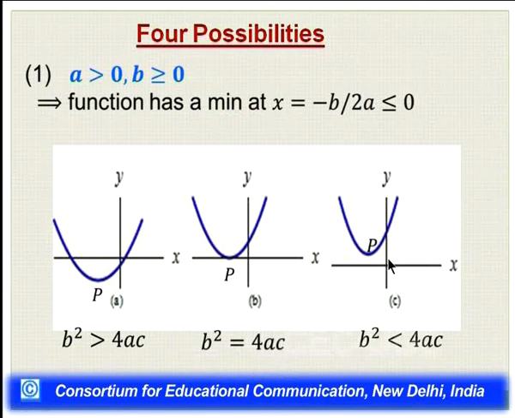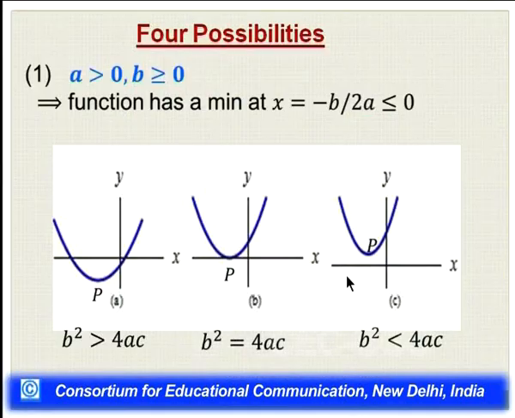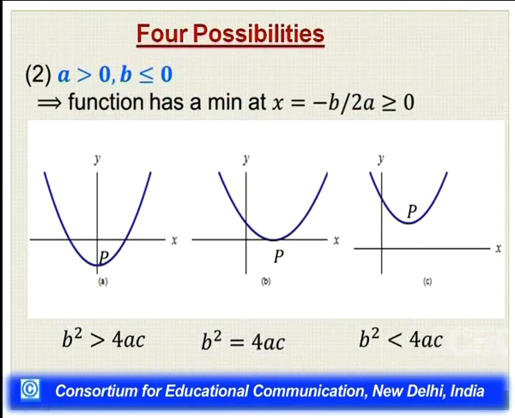In this case, that is what I've shown in all three graphs in this panel. The minimum is occurring on the negative side of the x-axis. So you can see the point p is to the left of the origin. Depending on whether b square is greater than, equal to, or less than 4ac, we'll have 2 real roots, 1 real root, or no real roots, and in this sense you can try experimenting with different kinds of graphs. I'll leave this to you as an exercise.